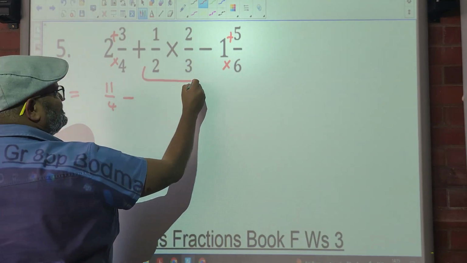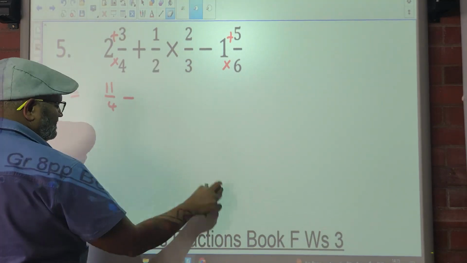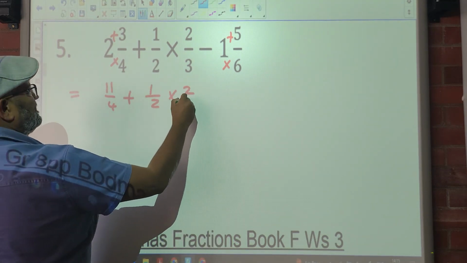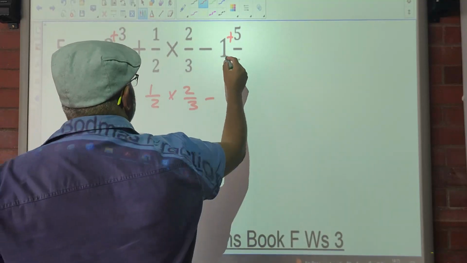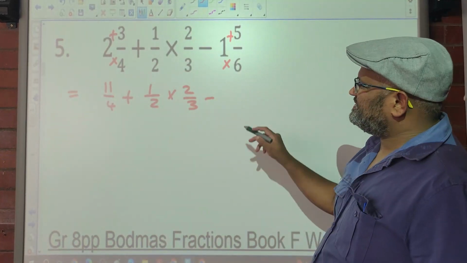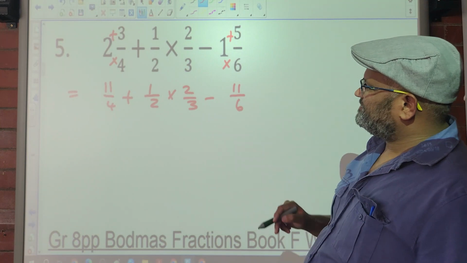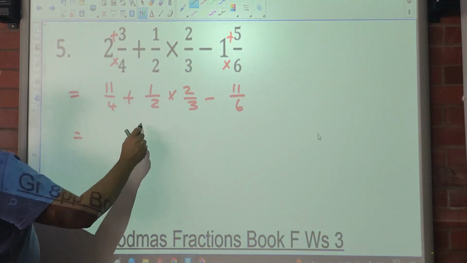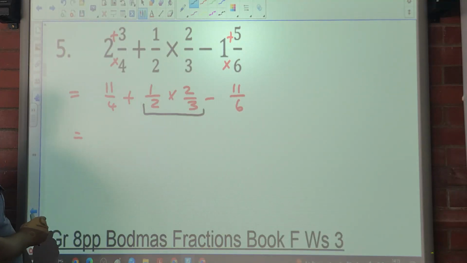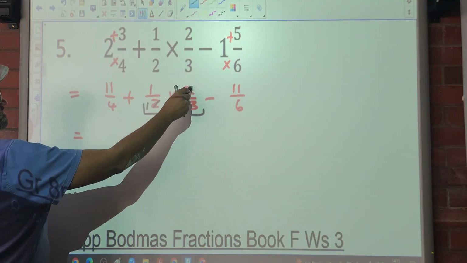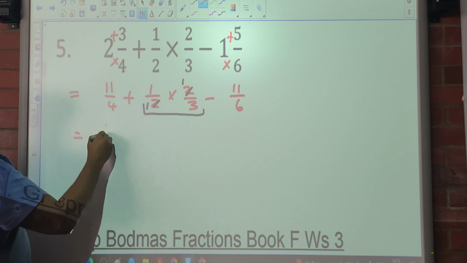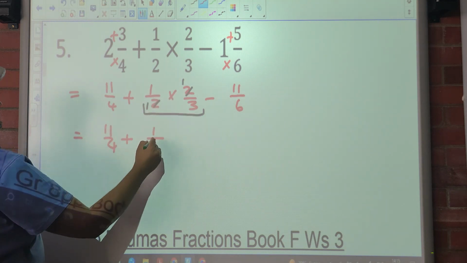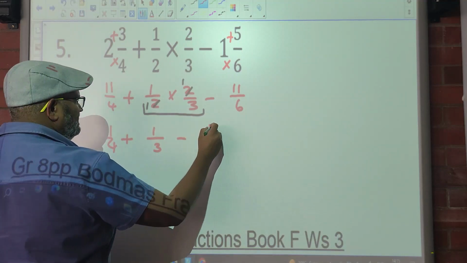Is there anything that can cancel? Okay, I'm going to do this in the next step. Sorry, plus minus 1 times 6 is 6 plus 5 is 11 over 6. So what needs to be done first now? Multiplication. So what do we notice? 2 goes into 2 once, 2 goes into 2 once. So it's 11 over 4 plus 1 times 1 is 1, 1 times 3 is 3, minus 11 over 6.